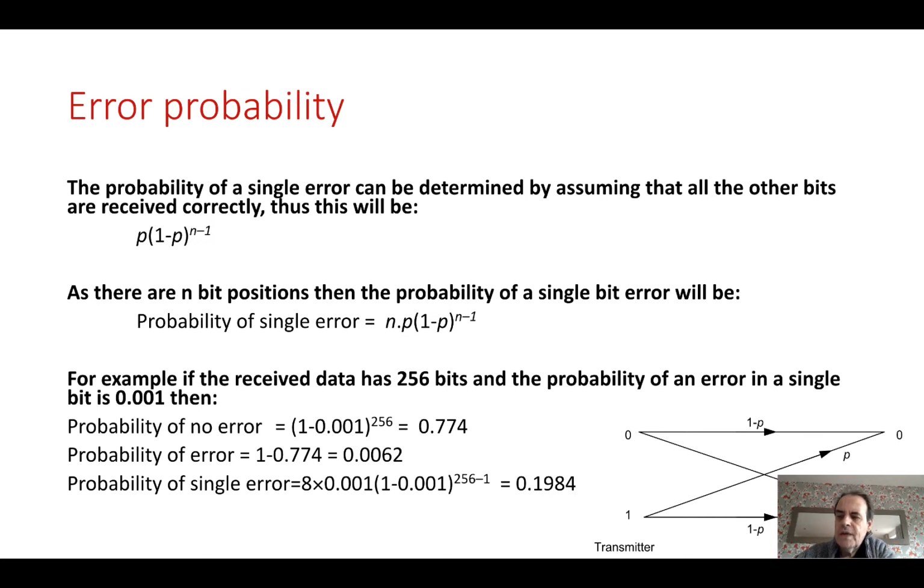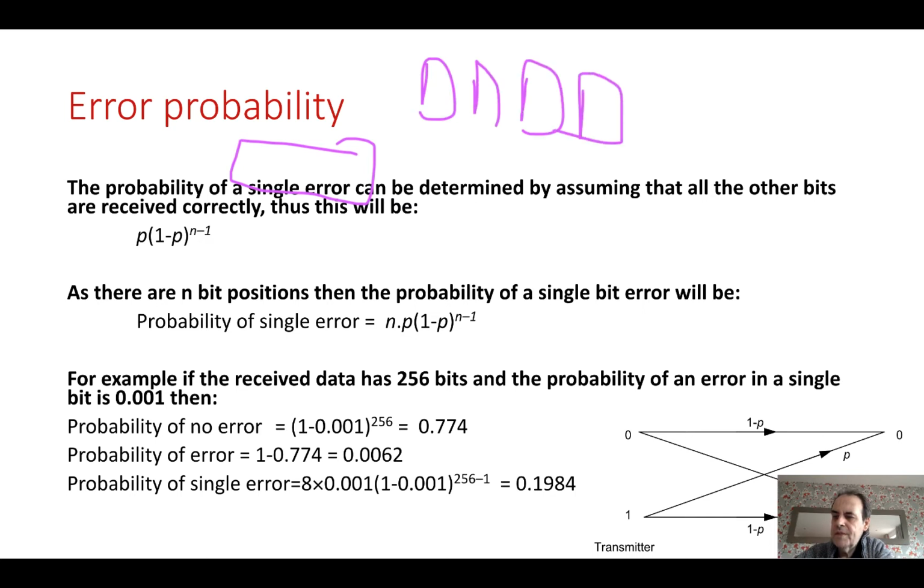Okay, so if we look at the probability of a single error being transmitted inside a number of bits, it is equal to p times (1 minus p) to the power of n minus 1, where n is the number of bits. And then if we've got n bit positions, we end up with the probability of a single error as n times p times (1 minus p) to the power of n minus 1. So it's best illustrated with an example.